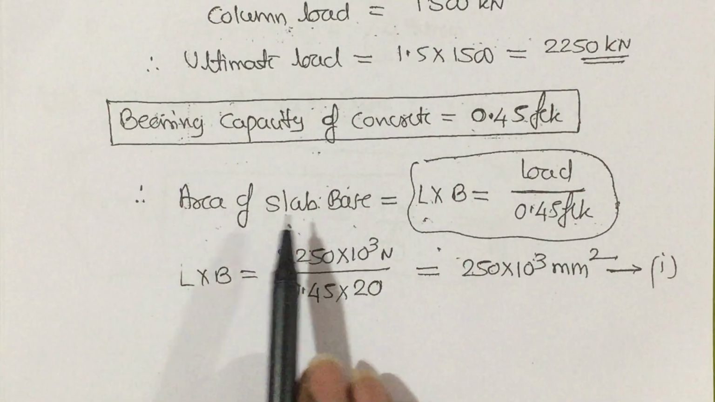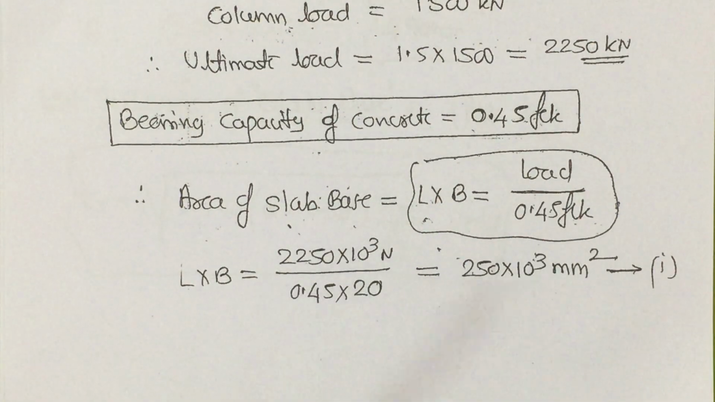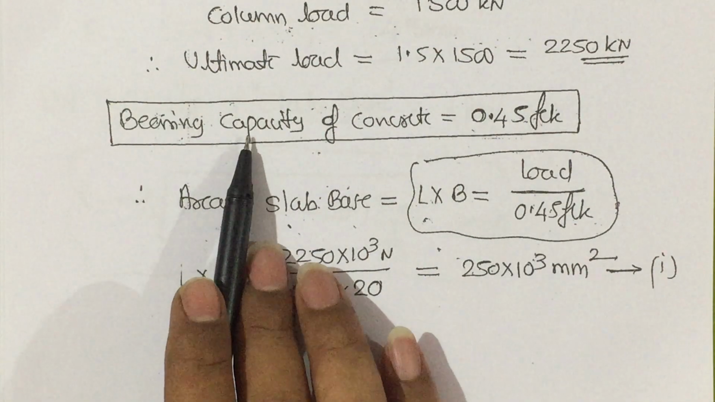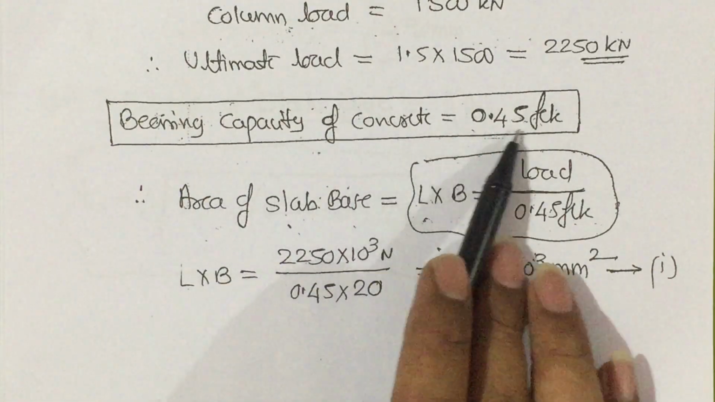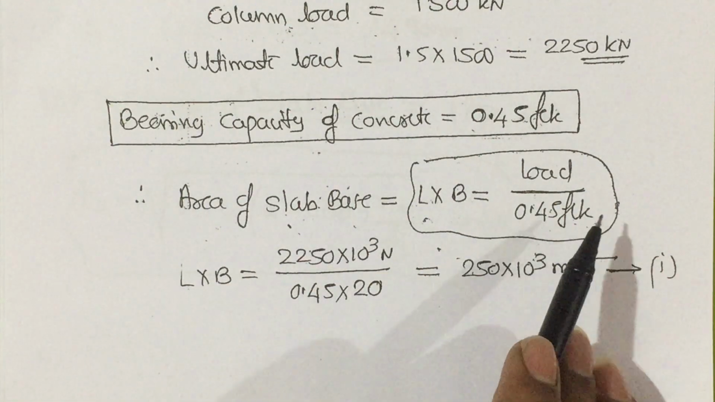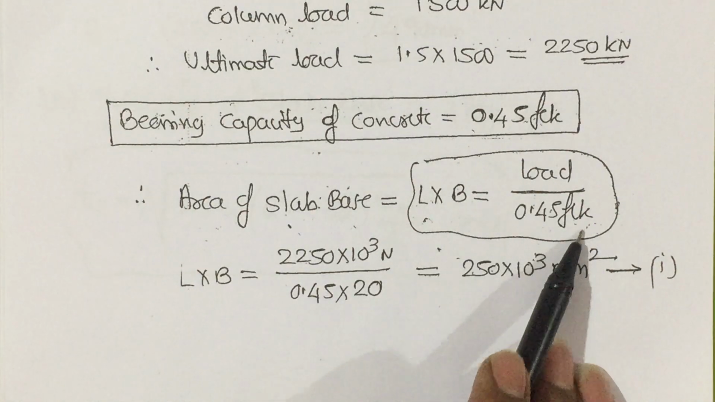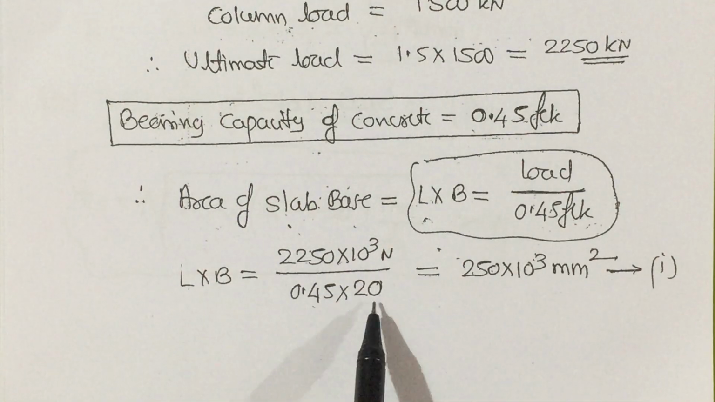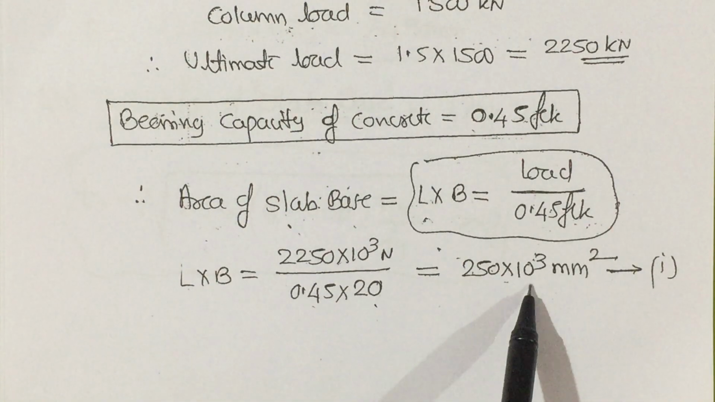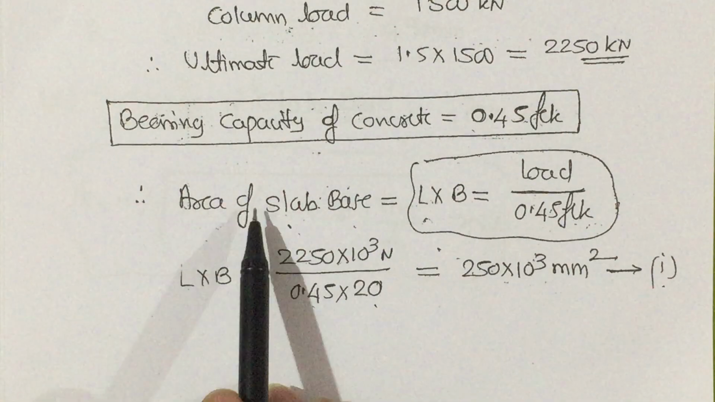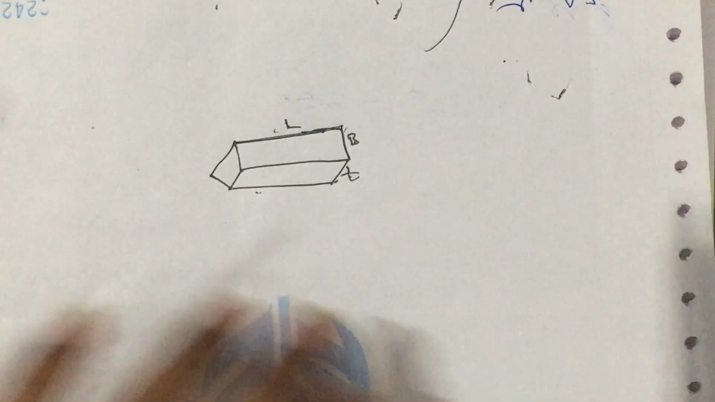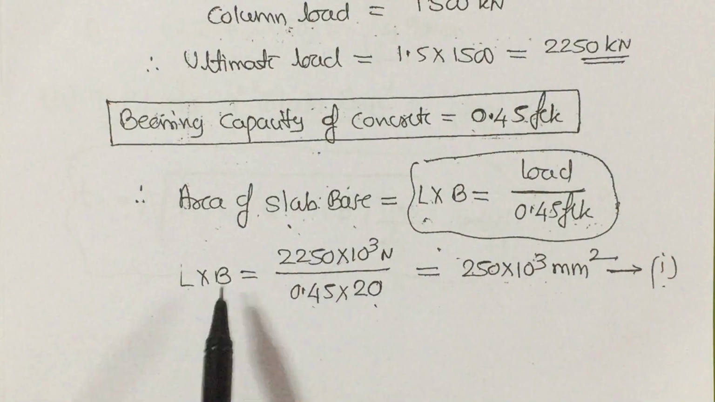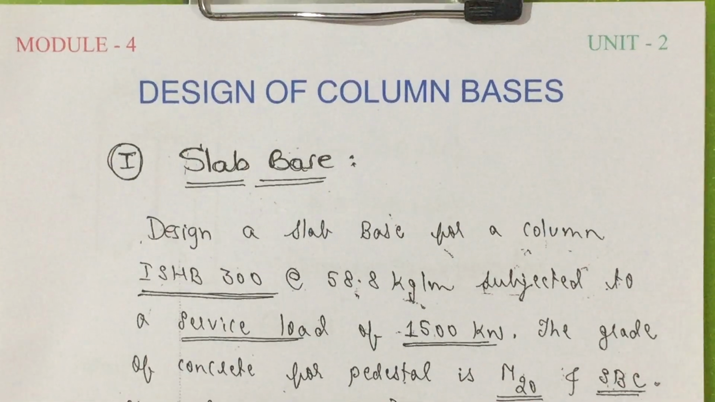Therefore, area of the slab base is given by load divided by bearing pressure. Bearing pressure or bearing capacity of the concrete is given by 0.45 fck, where fck is the grade of the concrete, given as 20. So, the factored load divided by 0.45 into grade of the concrete, you will get it as 250 into 10 power 3. Take it as 1. Here the area of the slab base will be length into breadth. Take that as equation 1.